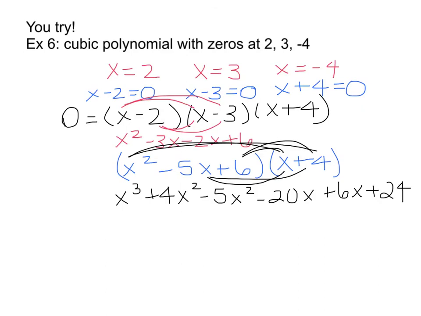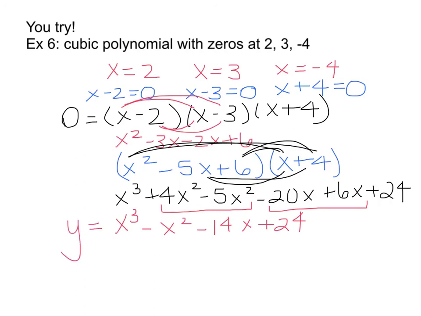Last thing you need to do is combine like terms. So there's no other x cubed, so I bring down my x cubed. 4x squared minus 5x squared leaves me with negative x squared. Negative 20x plus 6x leaves me with minus 14x. Bring down the 24, and to make it a polynomial, you have to write y equals in the front of it. So the polynomial y equals x cubed minus x squared minus 14x plus 24 has zeros at 2, 3, and negative 4.